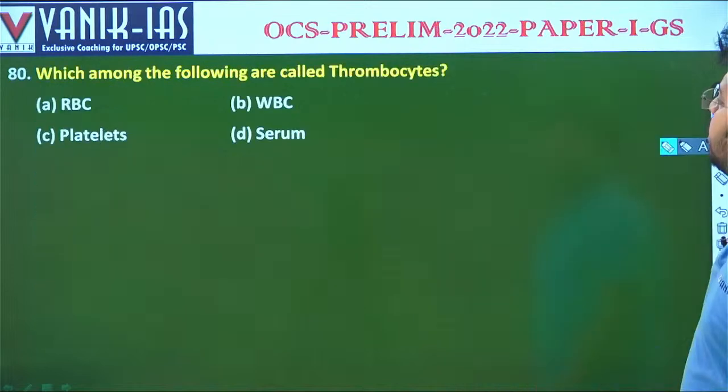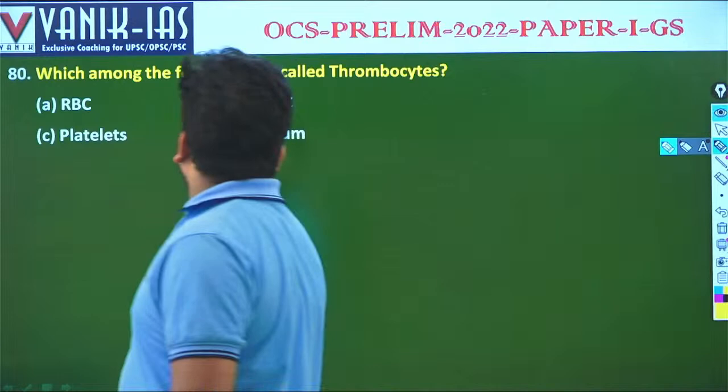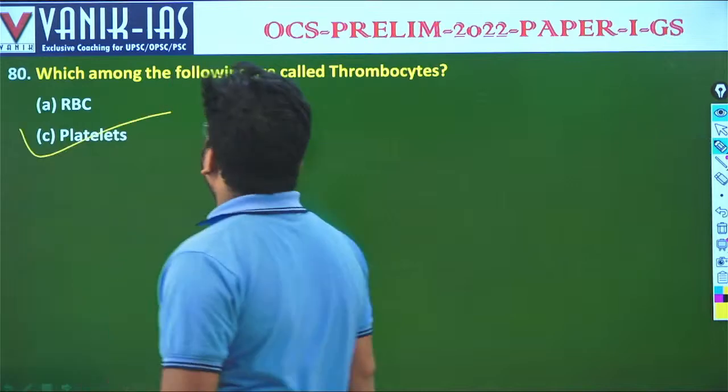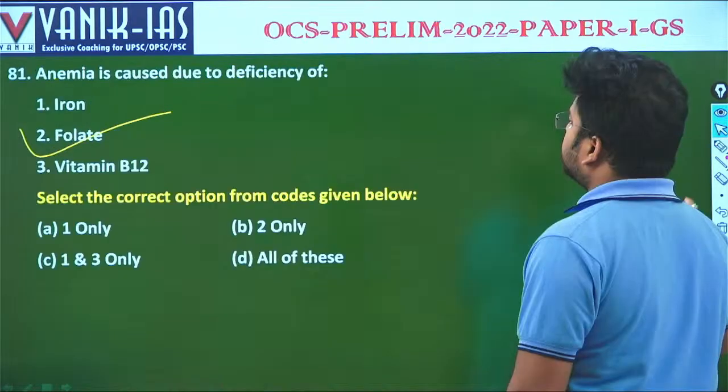Which of the following is called as thrombocytes? Platelets are called as thrombocytes. The other name of platelets is thrombocytes.